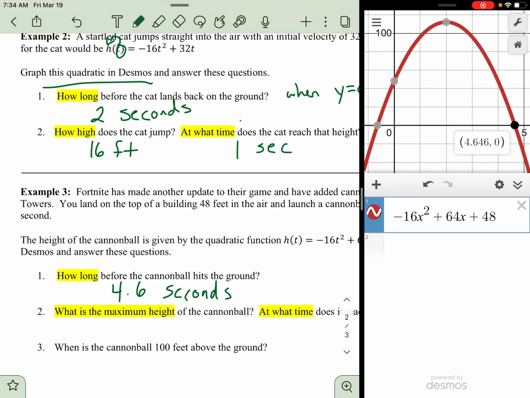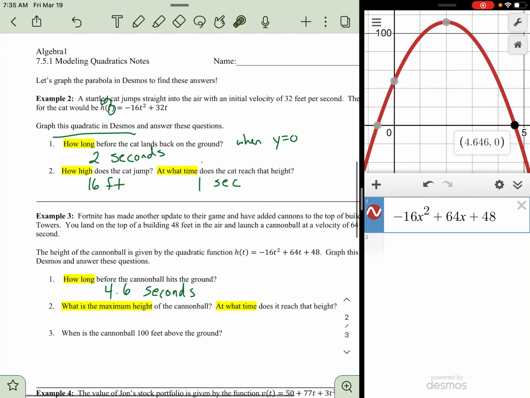Okay, and always pay attention to what they want you to round to. In this case, it doesn't say anything, so we're just going to go with the nearest tenth. What is the maximum height of the cannonball? That's pretty easy, 112 feet. And at what time does it reach that height? Well, that would be after 2 seconds.